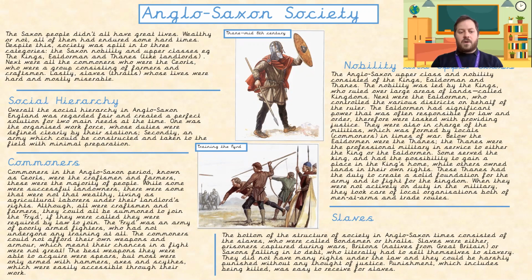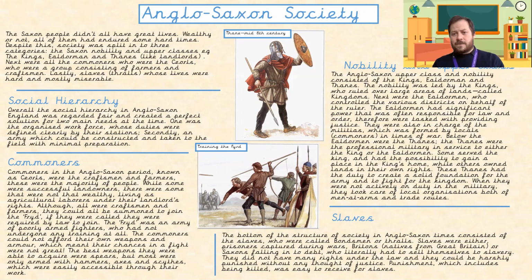The Fríd was an army of poorly armed fighters who had not undergone any training at all. The commoners could not afford their own weapons and armour, which meant their chances in a fight were not great. The best weapons they were able to acquire were spears, but most were only armed with hammers, axes, and scythes, which were easily accessible through their work.